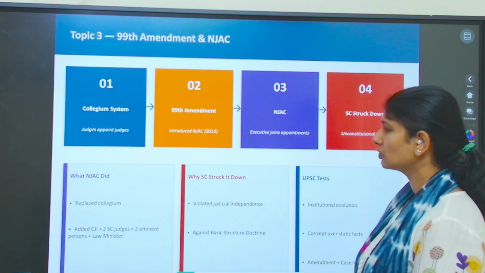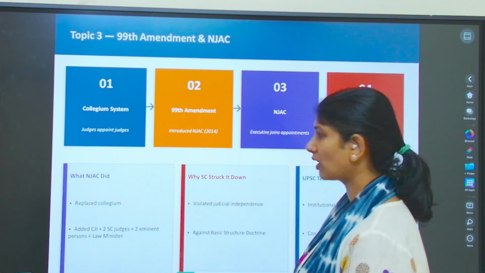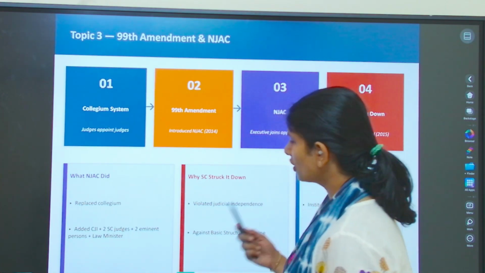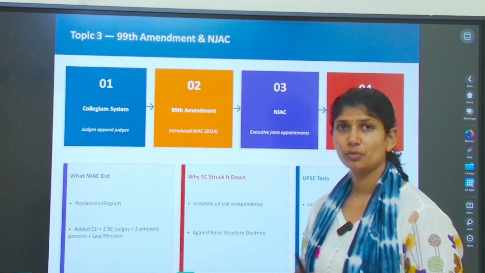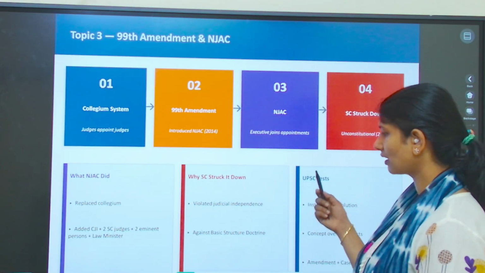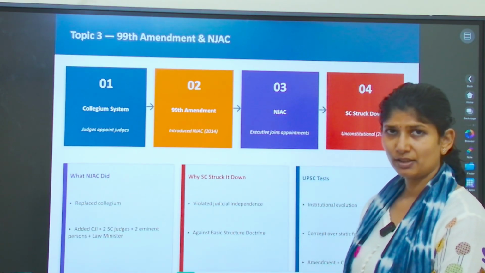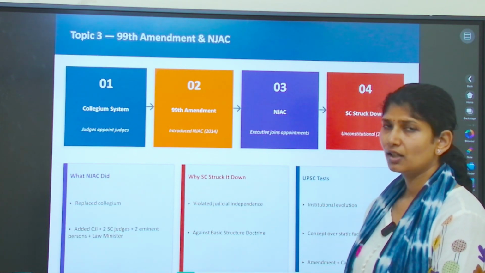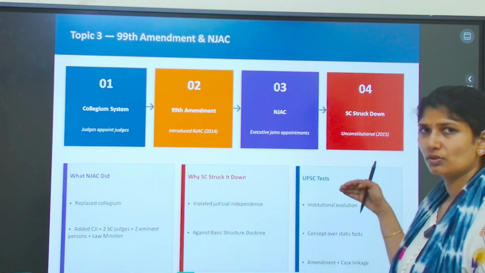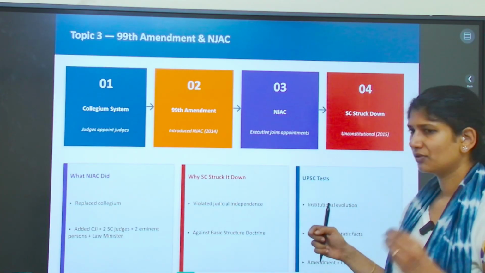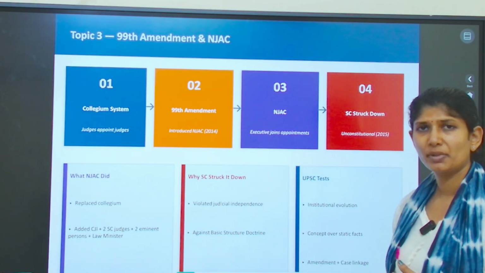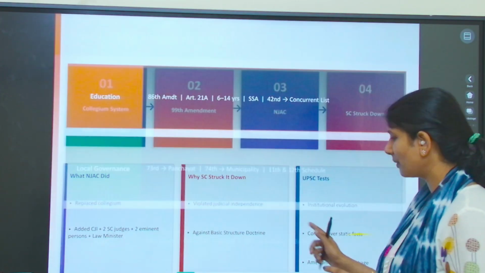Okay. So if the NJAC was to come in, it would replace the collegium system, with the addition of the Chief Justice of India, two senior-most judges, eminent persons and also your law minister. The Supreme Court struck it down as it violates the independence of the judiciary and thus the basic structure. So what is UPSC trying to test here? Your understanding of institutional evolution and how the judiciary tries to maintain its independence, coupled with the amendments.